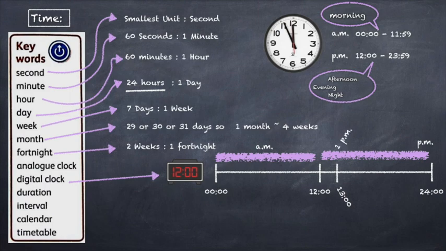Let's take another example. Let's say 17 o'clock. Now, I give you a couple of seconds to guess. What would 17 o'clock be in the AM or PM department? Well, as you might have guessed, it's going to be 5 PM.